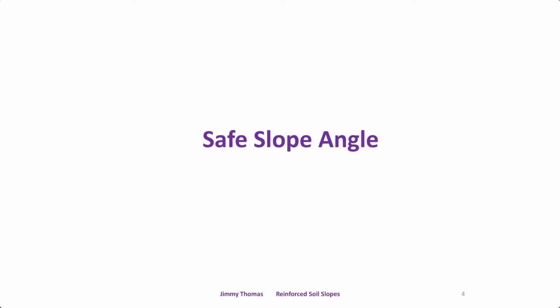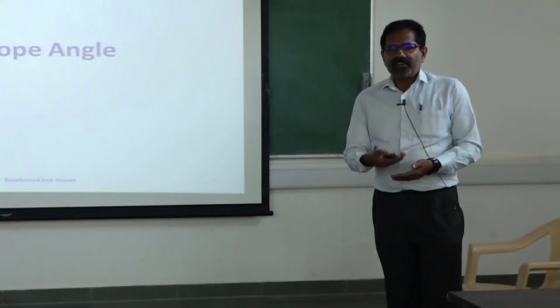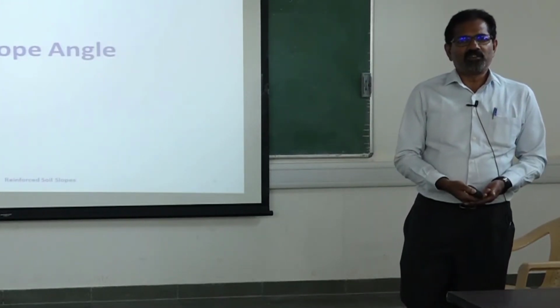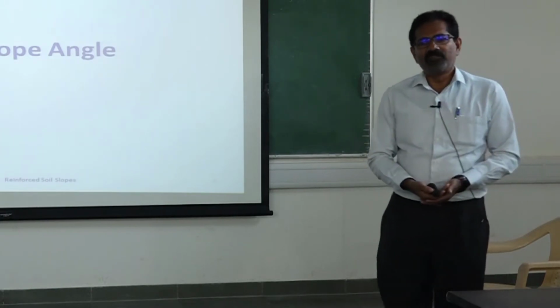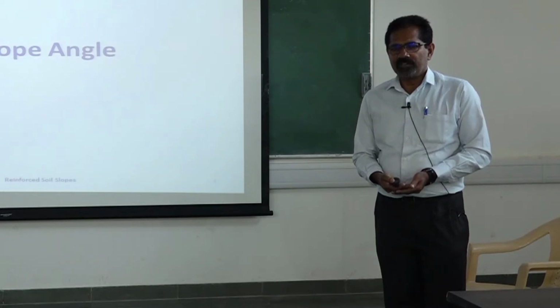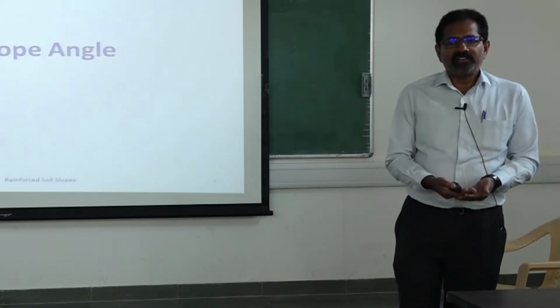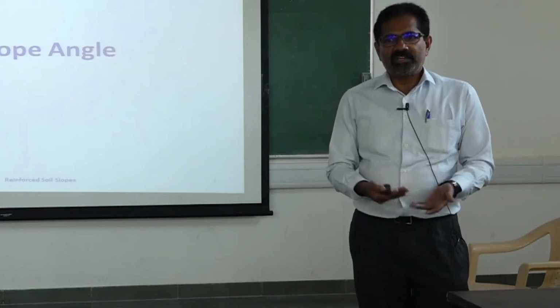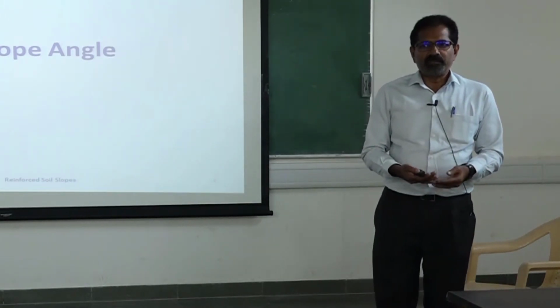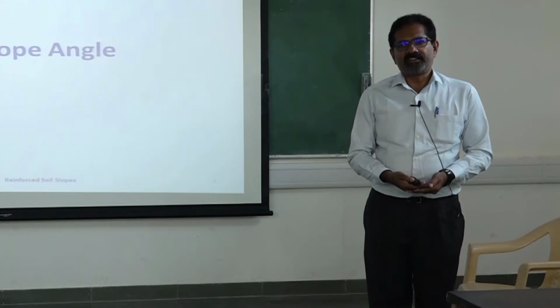So the first question is, what is the safe slope angle? Now this may look trivial: okay, let us determine the c and phi, do a slope stability analysis. What's the big deal, we might ask. But it is not as simple, because soil is not a material like concrete or steel whose properties are well defined. So determining the shear strength parameters of soil is not an easy task.